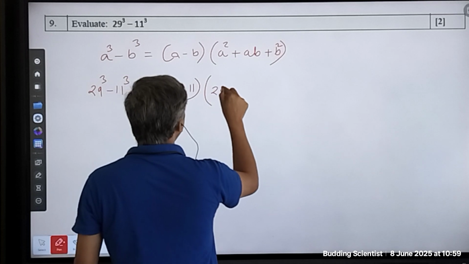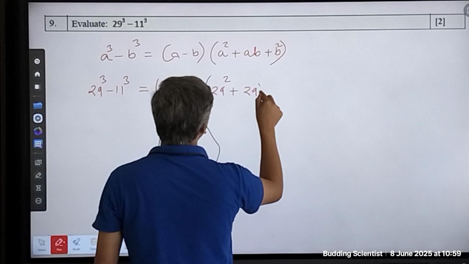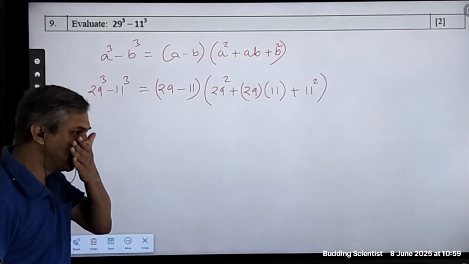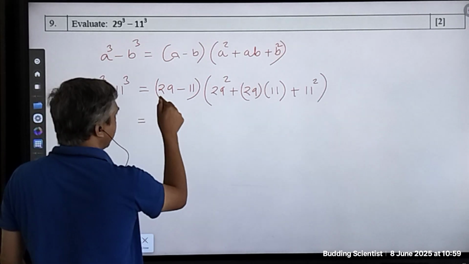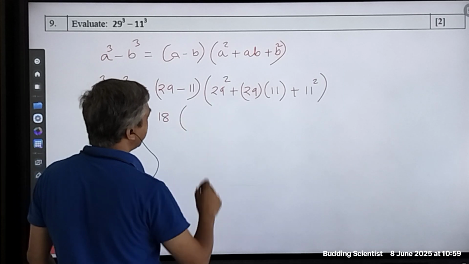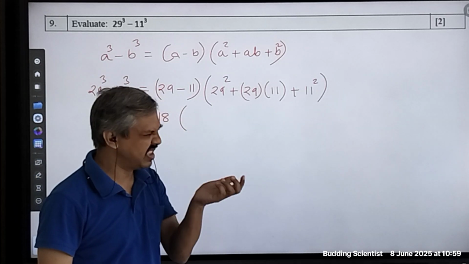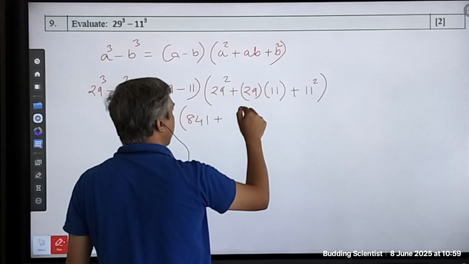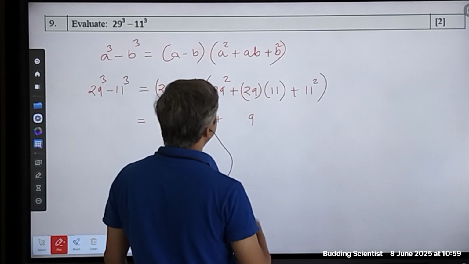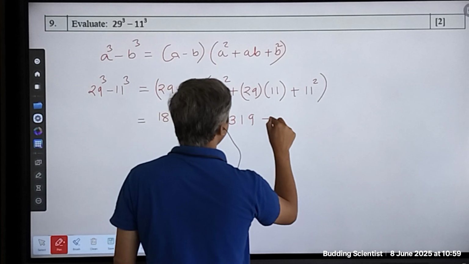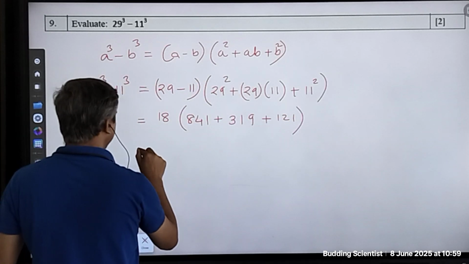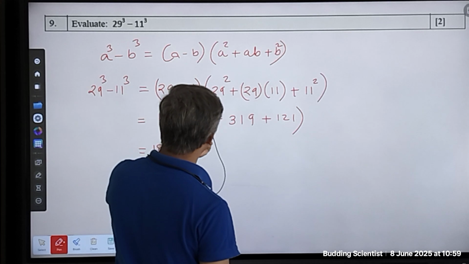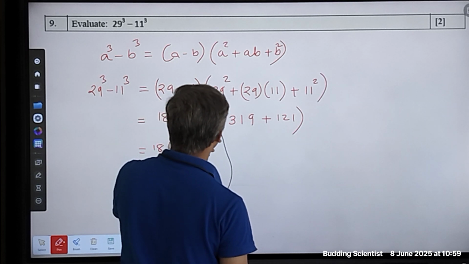And in the other bracket, 29 square plus 29 into 11 plus 11 square. This is 18, and in this bracket, 29 square I think is 841, plus 29 into 11, 11 nines are 99, 11 twos are 22, plus 9 is 31, 319, plus 121, which is equal to 18 into bracket 841 plus 319.